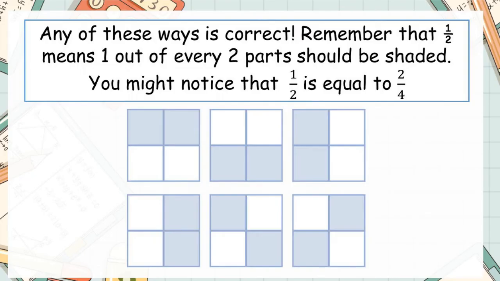Well, that one was a little bit trickier, but you should have been able for it. Any of these ways is correct. Remember that 1/2 means 1 out of every 2 parts should be shaded. You might notice that 1/2 is the same or equal to 2 quarters.